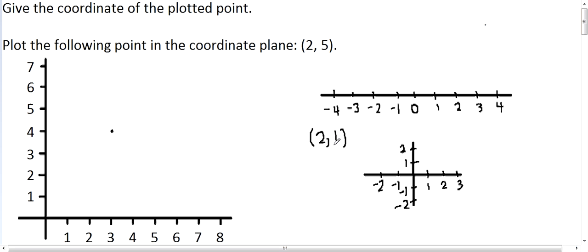So if we want to plot this point, we take the first number, 2, we start from the origin, move to the right by 2 units, then the next number, 1, tells us how many spaces we need to move up. So start from here, move up 1 unit, and the point we end up at here corresponds to the coordinate 2, 1.